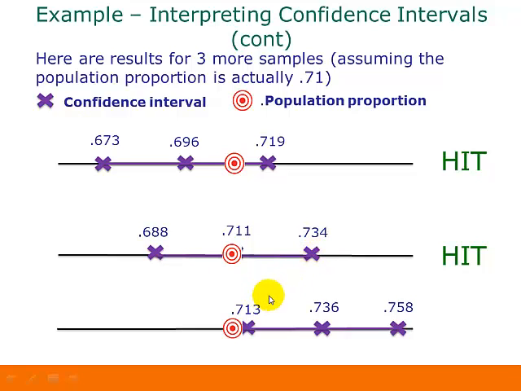Here's data from a third sample. In this one, our sample proportion was 0.736, and the interval goes from 0.713 up to 0.758. So this one actually doesn't include our population proportion of 0.71. So this one would be a miss.